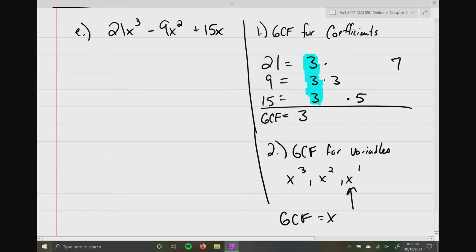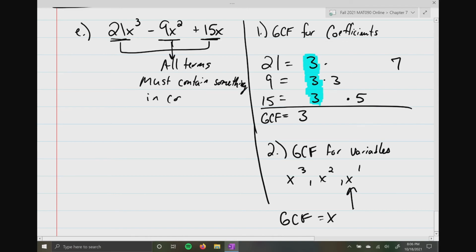Okay? Now, here's the key. Remember, every single term has to have something in common. All terms must contain something in common. So just because you see x's, don't necessarily assume that you're going to be factoring out an x. Every single term has to have at least one x in order for you to do that. So now, our GCF overall is nothing more than just 3x.